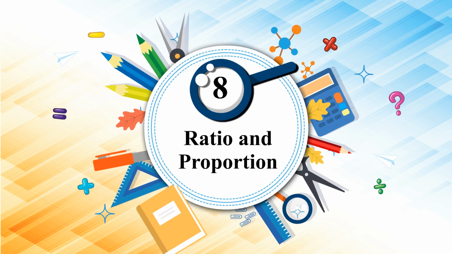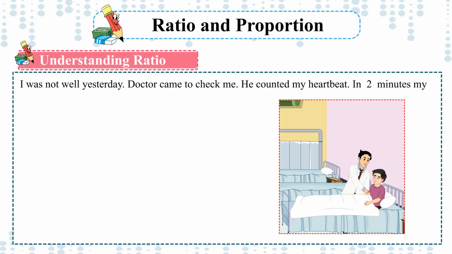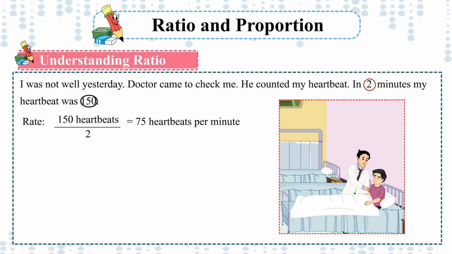Chapter 8. Ratio and Proportion. Understanding ratio. I was not well yesterday. Doctor came to check me. He counted my heartbeat. In 2 minutes my heartbeat was 150. Rate: 150 heartbeats upon 2 is equal to 75 heartbeats per minute.